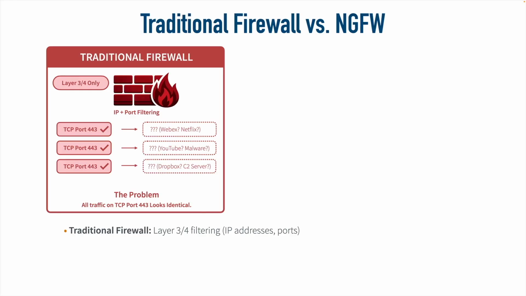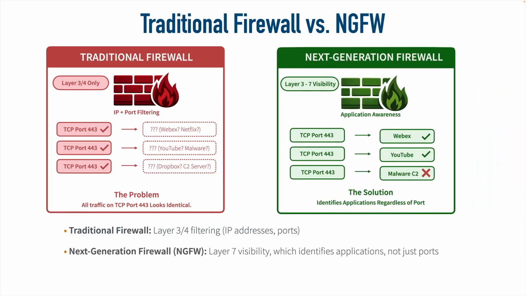The good news is a next generation firewall can look at layer 3 through 7 information. It has the ability to look inside of our TCP segment, for example, into those upper layers and determine what application is being carried by this TCP segment. And that gives it application awareness.